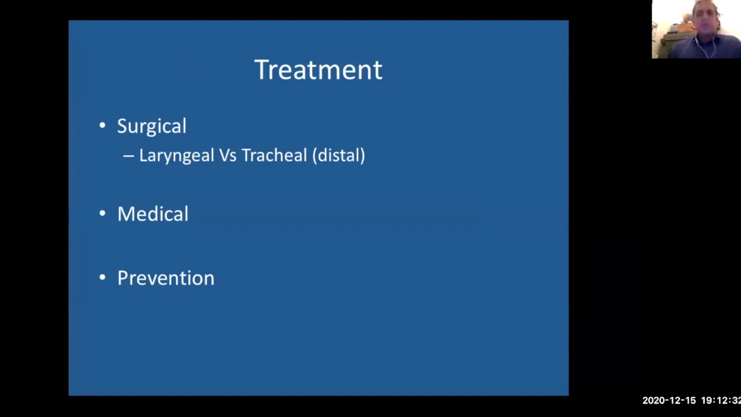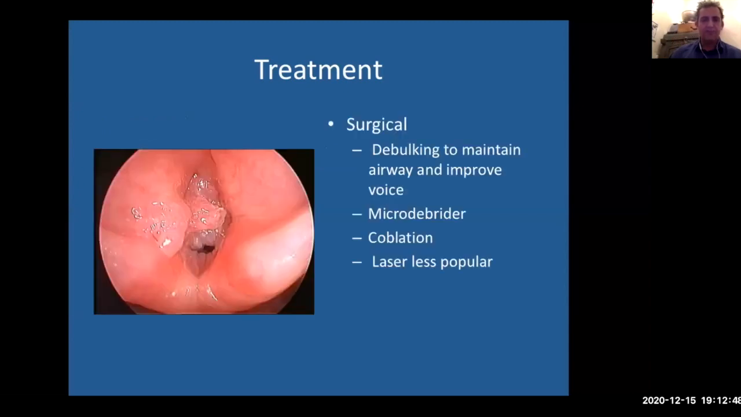So moving on to treatment. The mainstay of treatment for the pediatric group will be surgical treatment, and we'll divide it up between laryngeal papilloma and tracheal or distal papilloma. We'll also briefly look at medical treatment, and we'll look at prevention. For surgical treatment, the mainstay will be debulking to maintain the airway and to improve the voice. We know that we can't cure this patient with surgery. If we biopsy the normal looking mucosa within the larynx, we'll find evidence of HPV within the DNA.